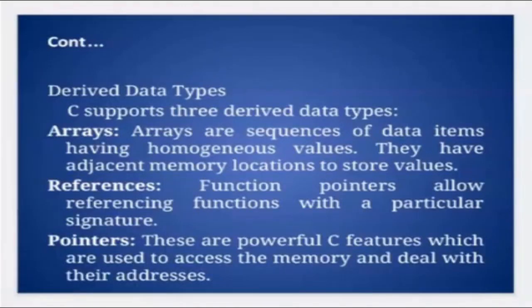Derived data types, as we have seen, are arrays, references and pointers. Arrays are nothing but a sequence of data items having homogeneous values, and they use adjacent memory locations to store the values. References are function pointers, which allow referencing a function with a particular signature. Pointers are powerful C features which are used to access memory and deal with addresses.